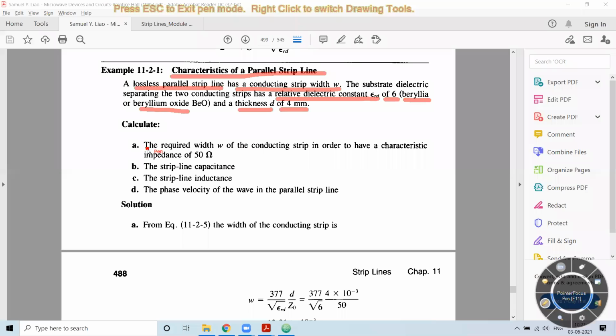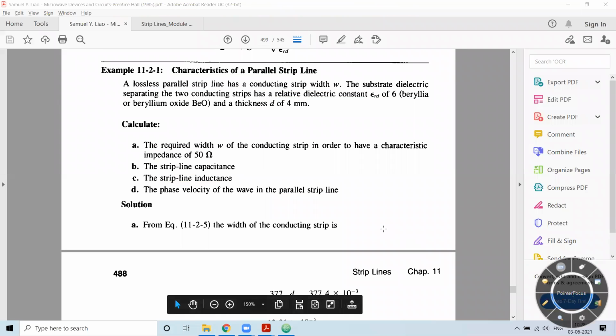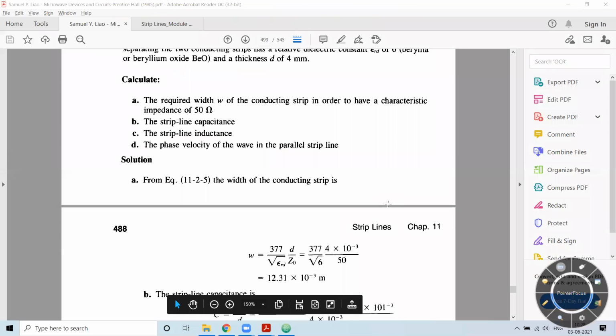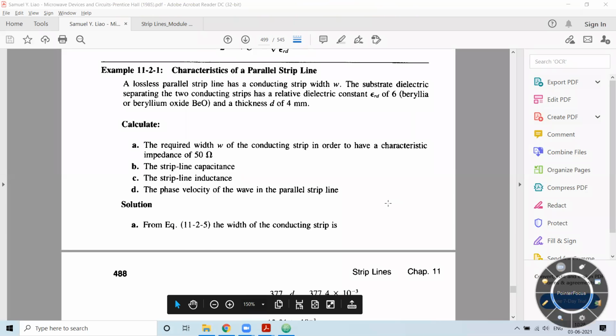Now we need to identify the width of the strip line so that I can have a characteristic impedance Z naught equal to 50 ohm. Then what is the strip line capacitance, what is the strip line inductance, and what is the phase velocity of the wave in the parallel strip line. In order to estimate all these parameters, we'll make use of the equations we have discussed, and substitute those values.